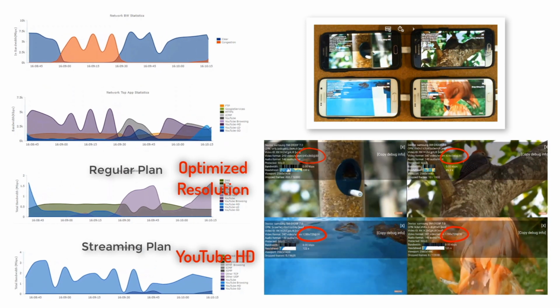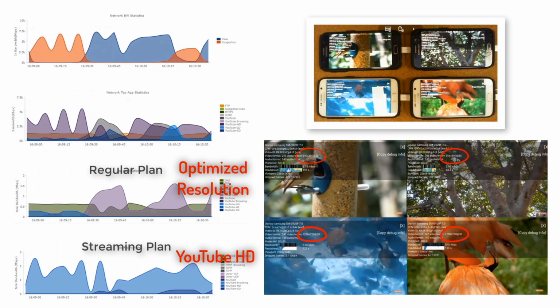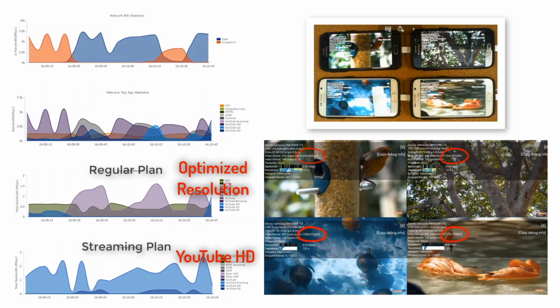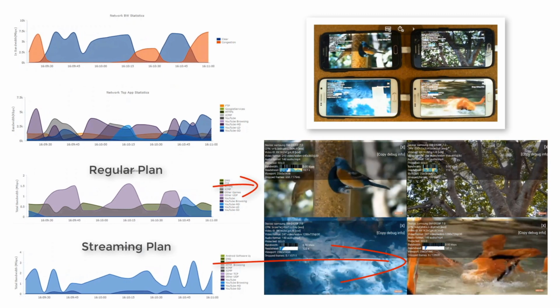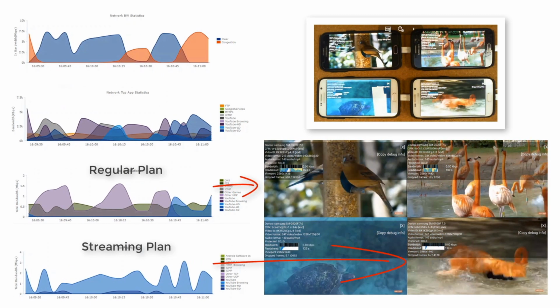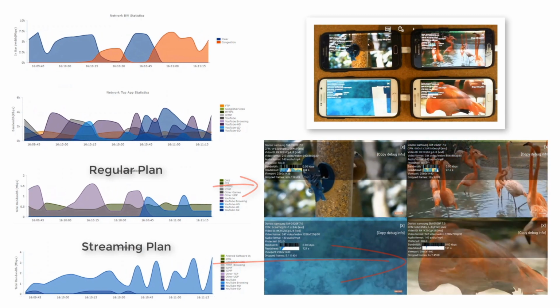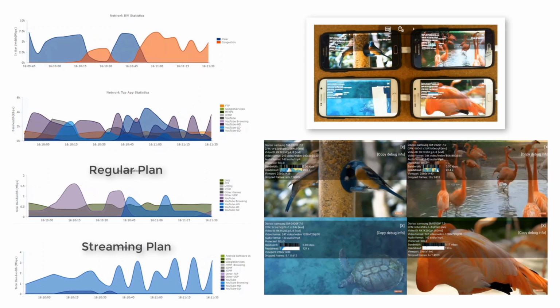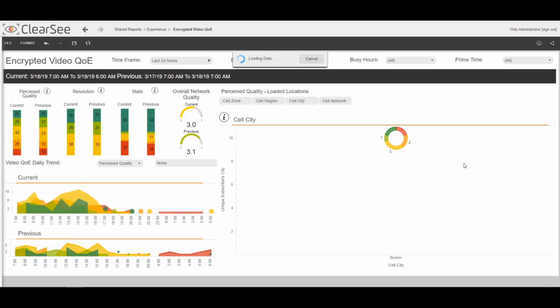Initially, all subscribers are watching YouTube at maximum resolution, but as the network becomes congested, as seen by the change to orange in the top monitor, the solution will deallocate bandwidth, causing the regular plan subscriber resolution to be reduced and enabling the network to continue delivering high definition to premium streaming plan subscribers. This is just one example of how visibility can feed quality of experience for end users.